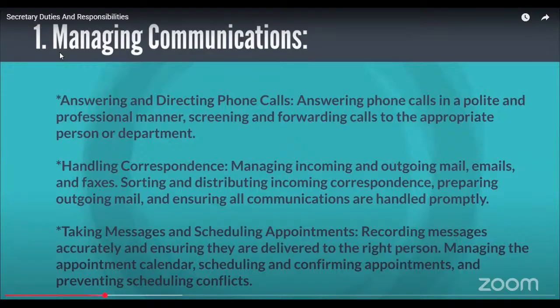During this whole phase, you are going to place the person who is calling on hold, right? And you can ask him, would you please like to hold for a minute? And then you can do it that way. Correspondence is simple. We have discussed it a lot. Taking messages and scheduling also we have discussed, and preventing scheduling conflicts.